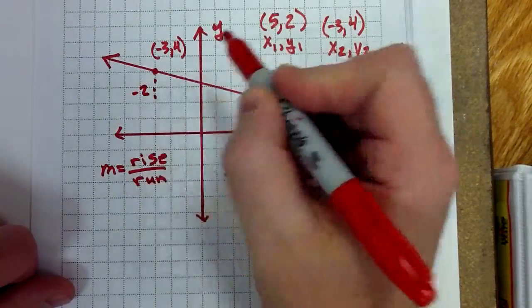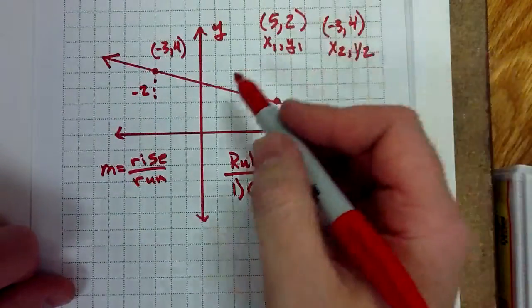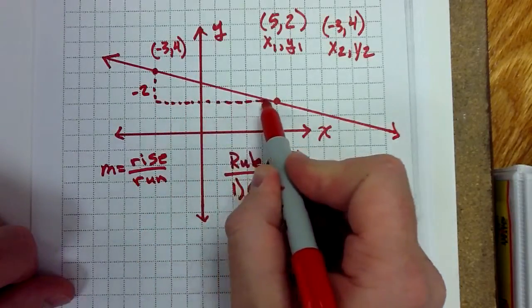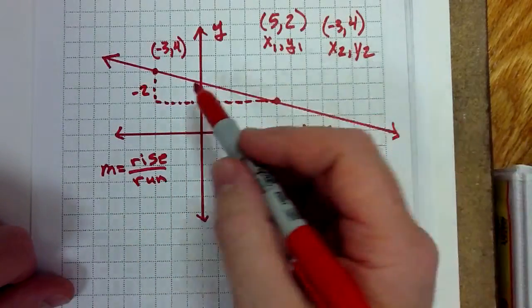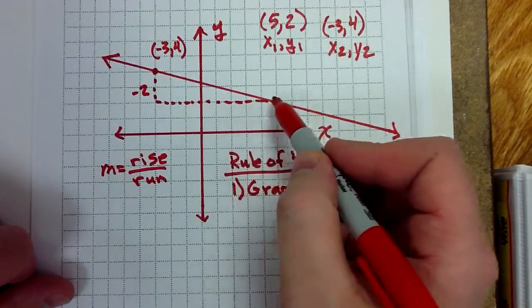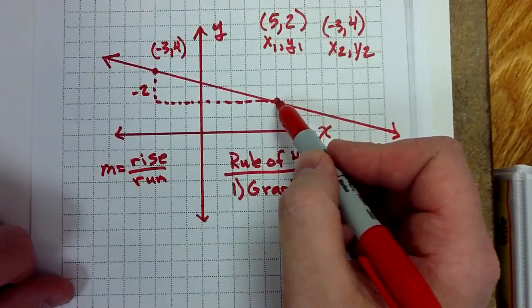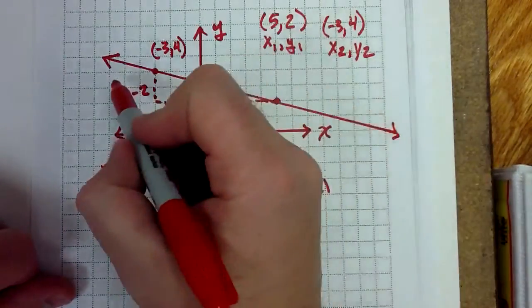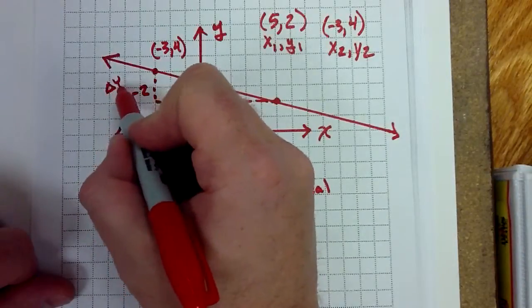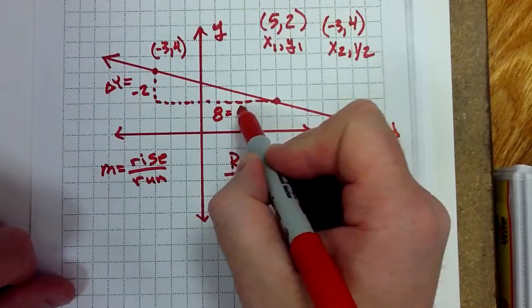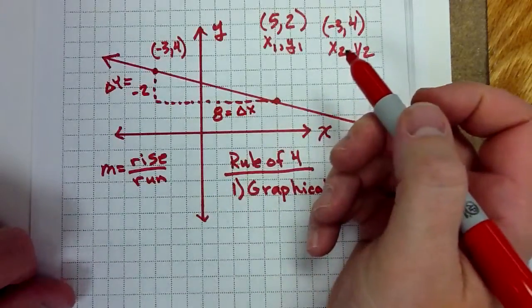Which would be a -2, correct? And then I'm going to go to the right. How far? 1, 2, 3, 4, 5, 6, 7, 8. Would you all agree with that? So now what we say is that this is delta y, which equals -2. This is going to be equal to delta x, which is 8.